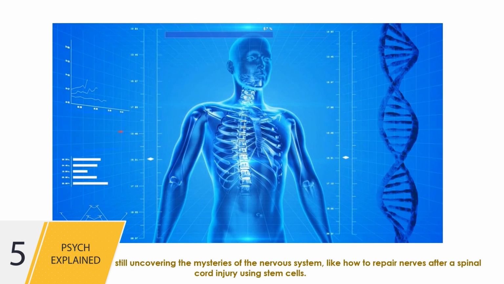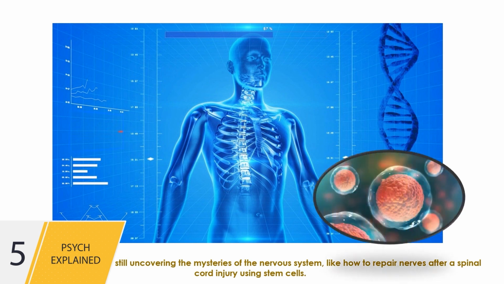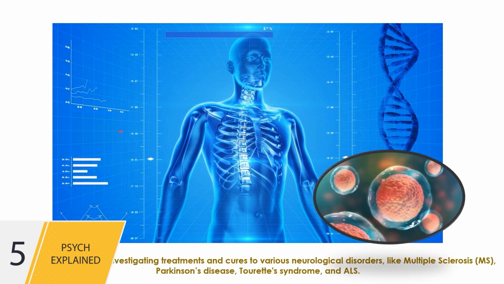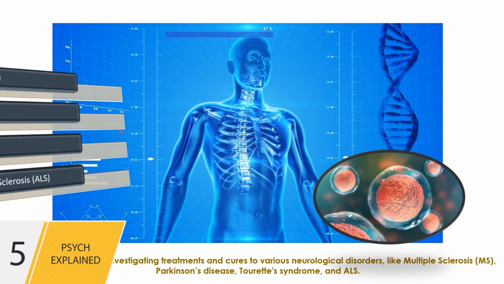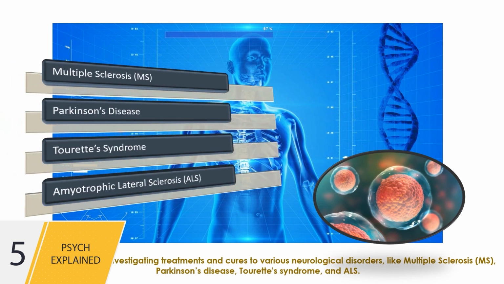Today, researchers are still uncovering the mysteries of the nervous system, like how to repair nerves after spinal cord injury using stem cells. Researchers are also investigating treatments and cures to various neurological disorders, like multiple sclerosis, Parkinson's disease, Tourette syndrome, and ALS.